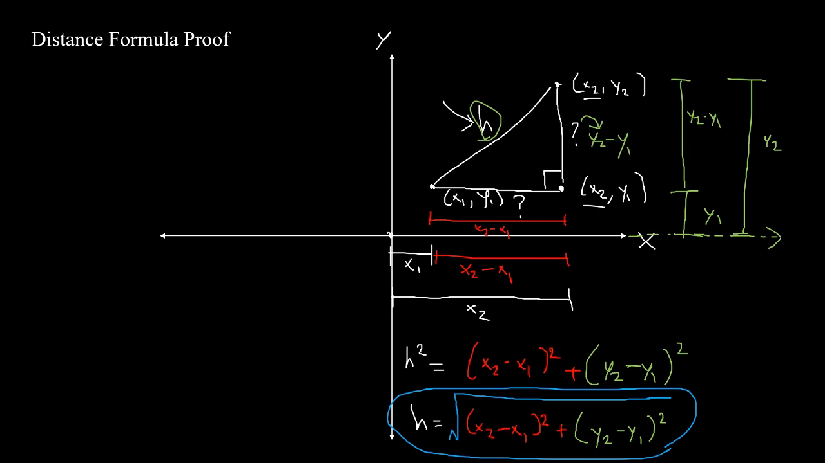So the key insight here is just creating a third point and drawing a triangle and using the Pythagorean theorem to solve for the hypotenuse h.